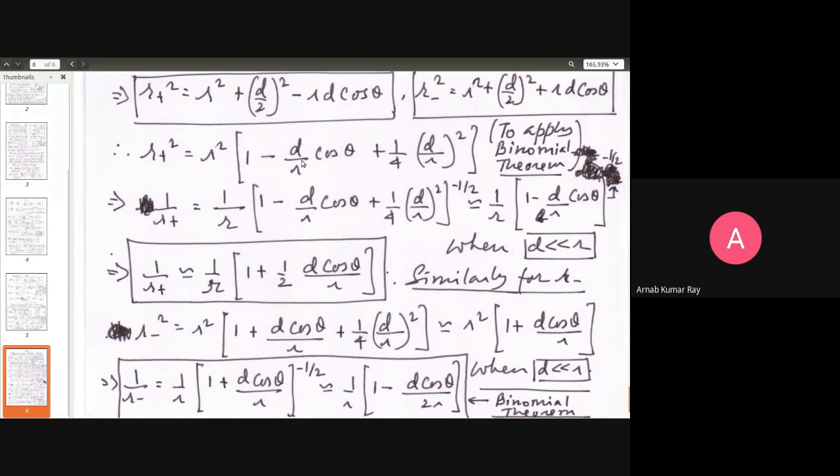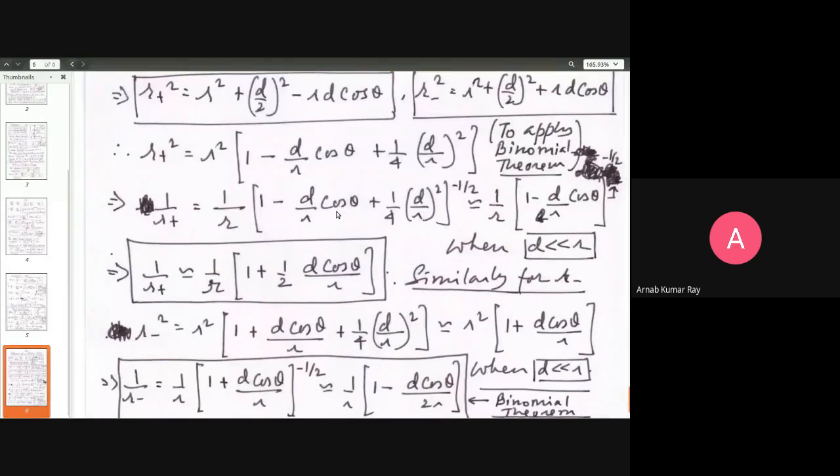Incidentally, if you take 1 by 10, the square of 1 by 10 is 1 upon 100, right? So 1 by 10 is 10%, 1 by 100 is 1%, like that. So the higher powers become smaller compared to the lower power. So d by r squared can be neglected against d by r.